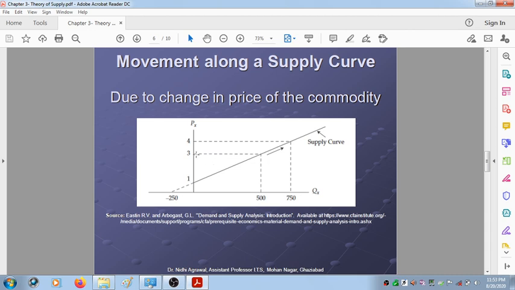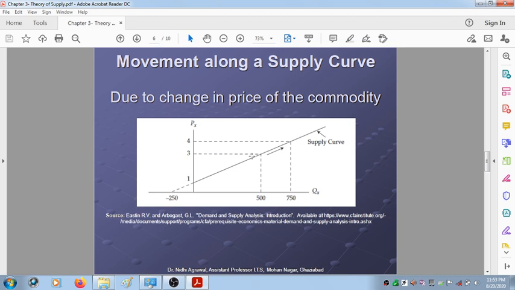So in this figure, initially the price is 3, and at rupees 3 the supply is 500 units. Suppose the price increases from rupees 3 to rupees 4. Now the quantity supplied also increases from 500 units to 750. So in this case we are moving from a lower point to an upper point. Similarly, if there is a fall in price, then we can move from an upper point to a lower point.